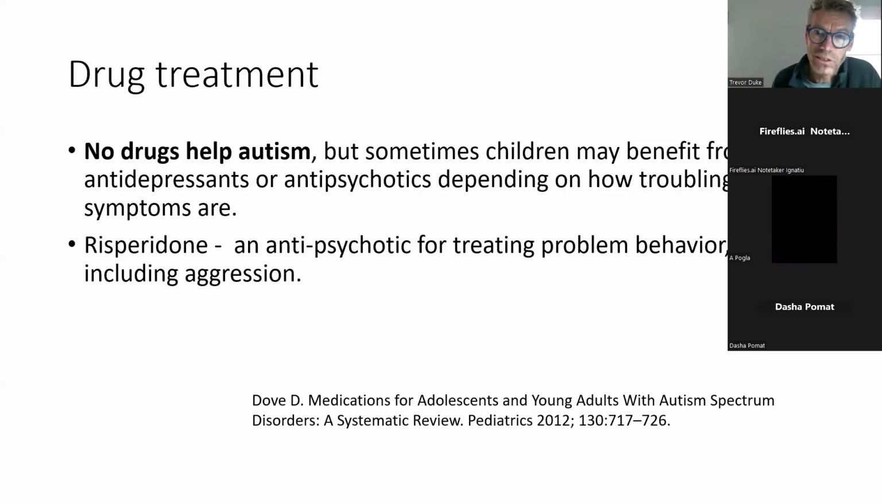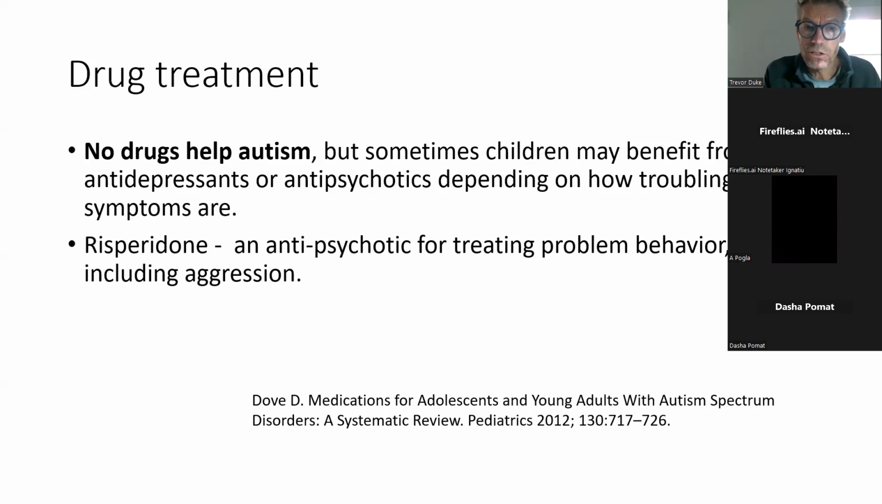There aren't any drugs that actually help with autism. I mean, many children with autism are on medications, but there aren't any drugs that actually help the condition itself. Sometimes, though, if children have other features like depression, or they have aggressive behavior in any environment, then that can be very troubling for parents. It can be very, very difficult for parents and for teachers.